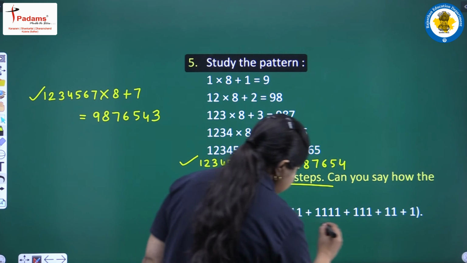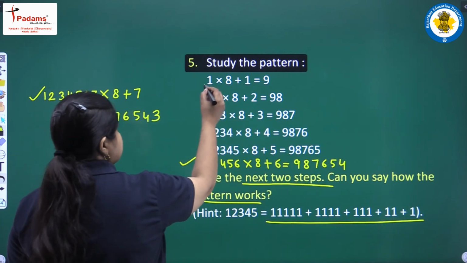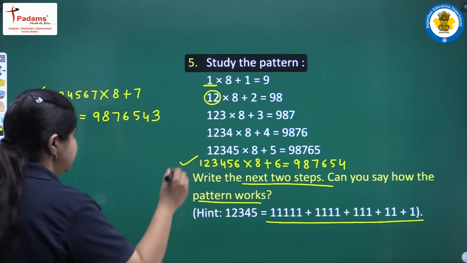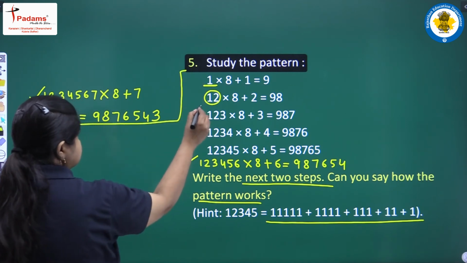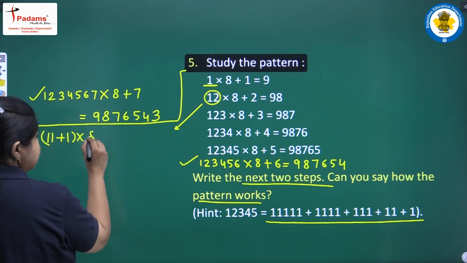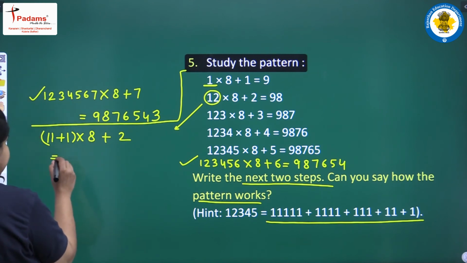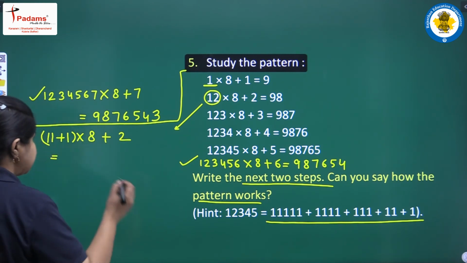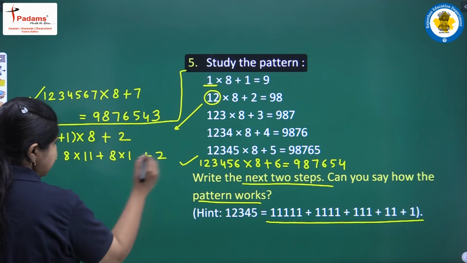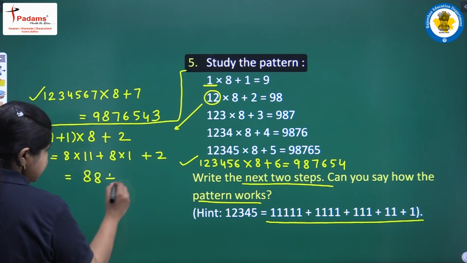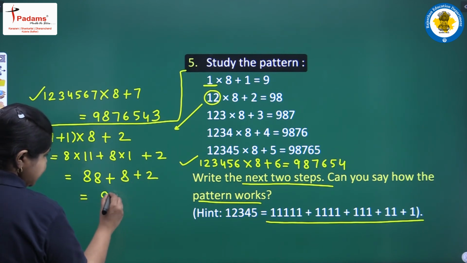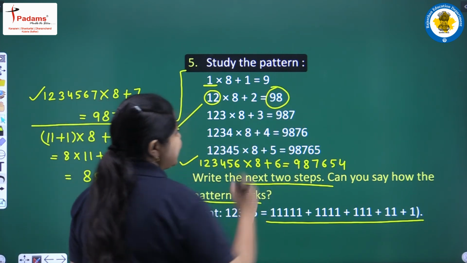Now what pattern is underlying here is, look at this number, it is 1 first. Then this 12 can be written as 11 plus 1. Let us solve this. I am taking this one. I can write it as 11 plus 1 into 8 plus 2. Let us see what we get. Here we will be applying the distributive property once again. 8 into 11 plus 8 into 1 plus 2 we have. It will be 88 plus 8 plus 2. You will get it as 8 and 2, 10, 98. And yes, we are getting 98 here.